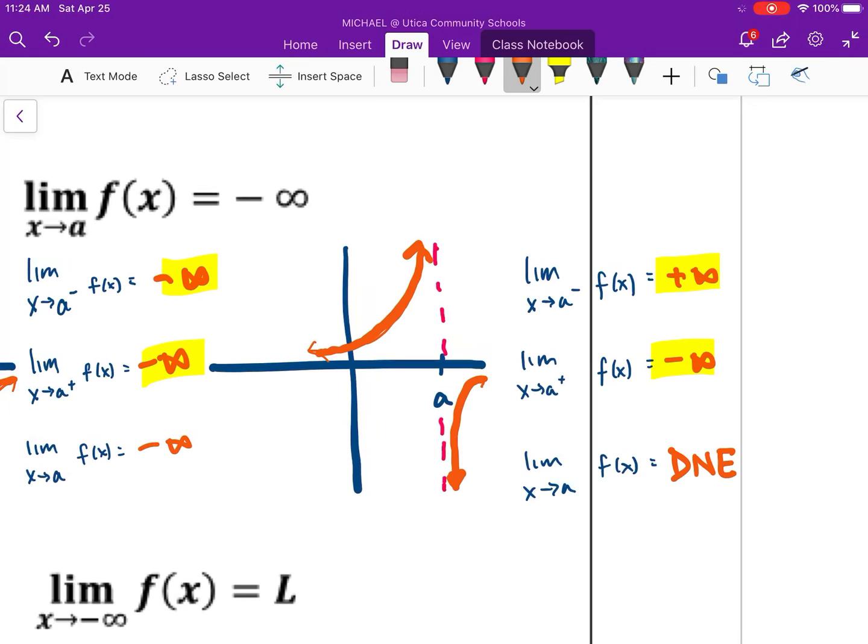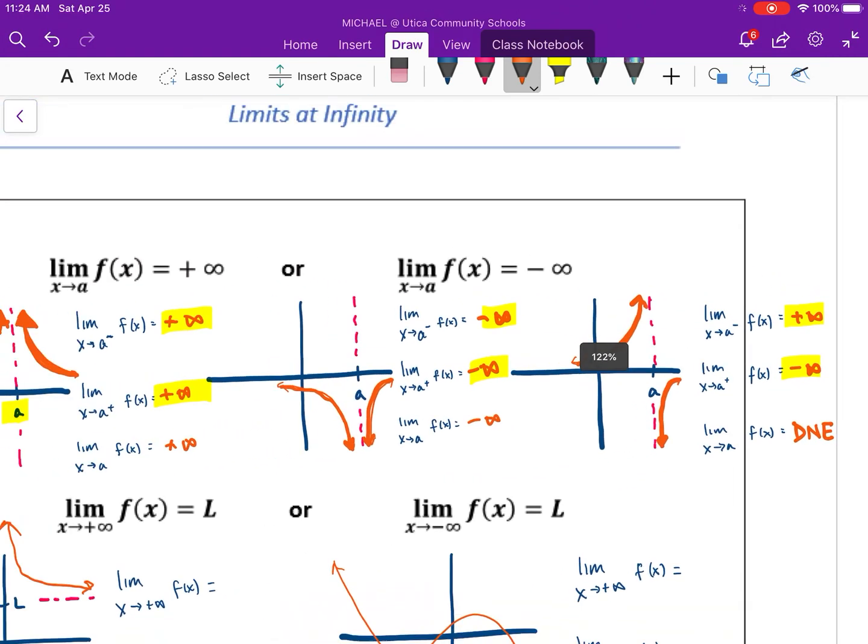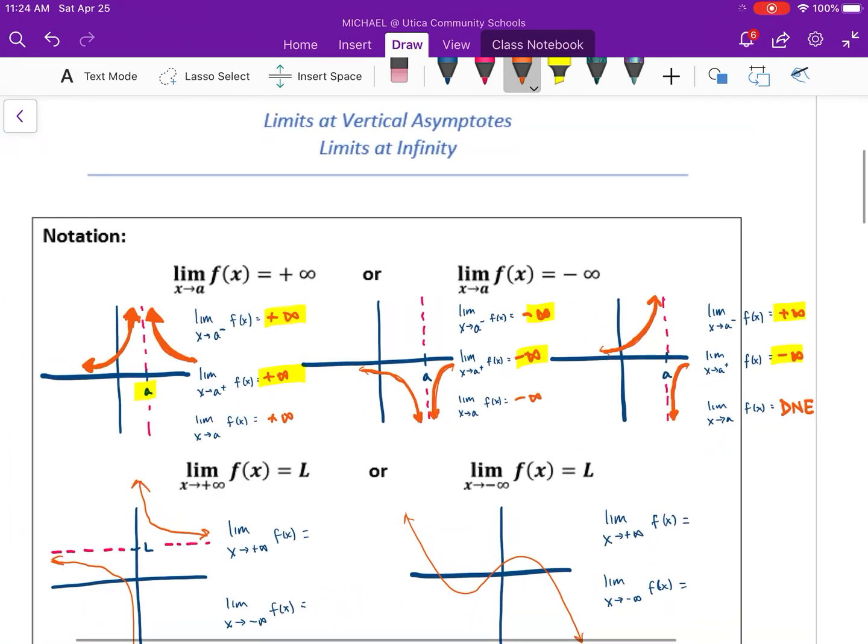So this could be flip-flopped from the negative side. It could be going towards negative infinity, but as long as they're different, then the limit does not exist. So that's three examples of limits at asymptotes.